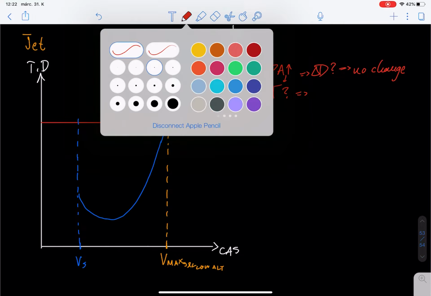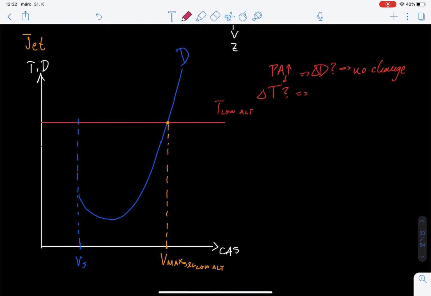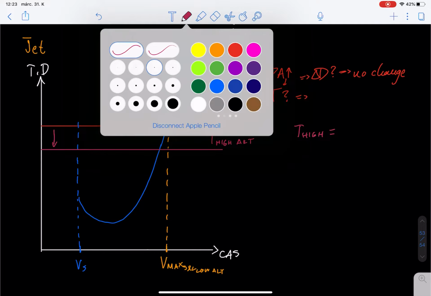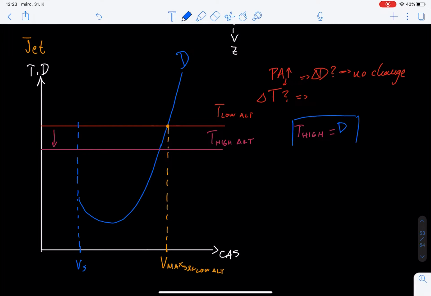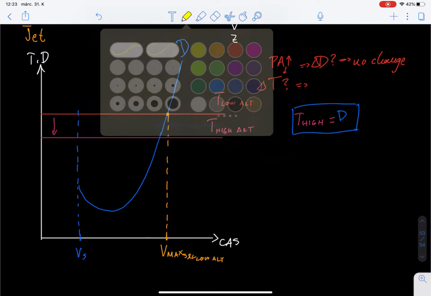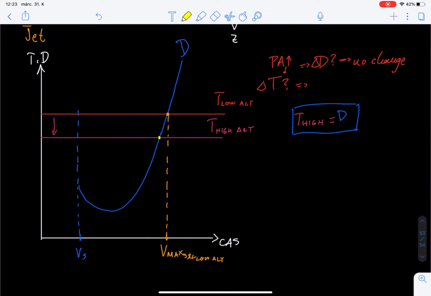So, let's use this color. So it's going to go lower. The entire curve is going to get shifted lower. So this would be the thrust at high altitude. Okay. So now we're looking at the intersection of the thrust at high altitude, which has to equal the drag, right? So at high altitude, this has to be the equation. Okay, so where that happens is, again, the intersection of the two curves, which is right here, because if you use a higher speed, you're going to have an excess drag, and if you use a lower speed, you're going to have an excess thrust.